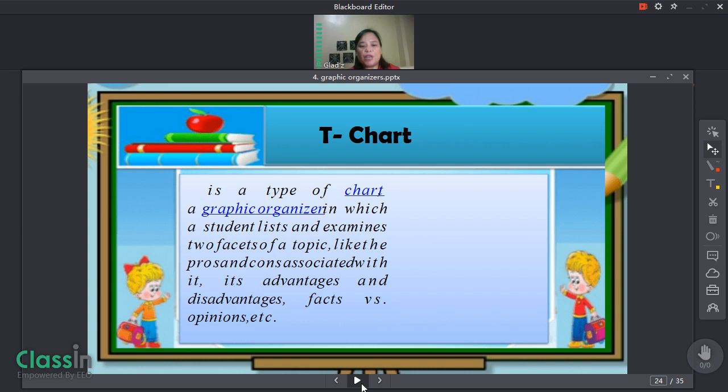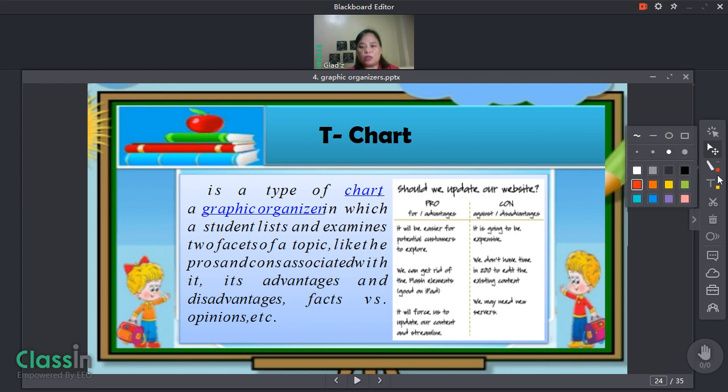Next we have the T chart. It's a type of graphic organizer in which a student lists and examines two facets of a topic, like the pros and cons associated with it, its advantages and disadvantages, facts versus opinion, etc. It's called a T chart because it looks like a letter T. Have you seen this, class? It looks like the letter T.